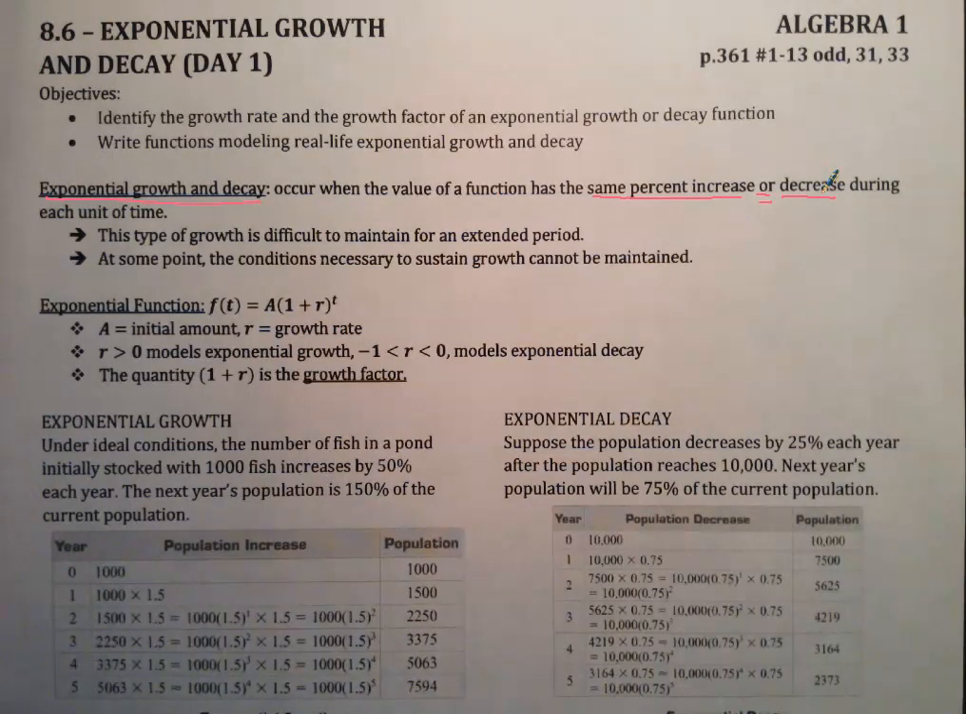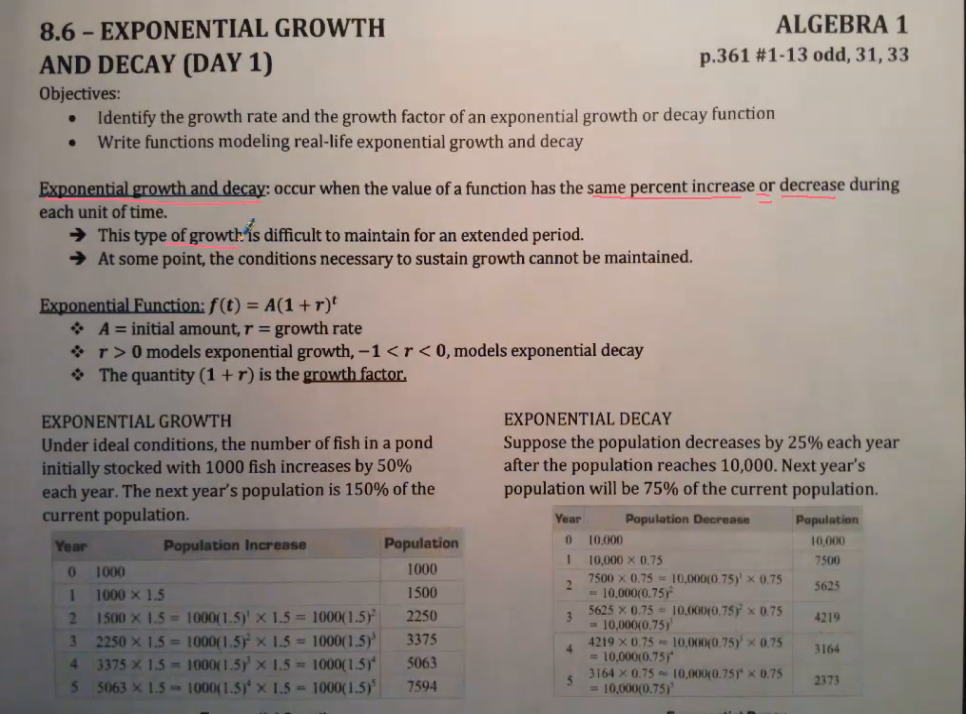Or if you would buy a brand new car or a brand new camper or something like that, the rate of decrease, okay, there's like kind of an exponential decay in the value of that. Like as soon as you drive off the parking lot with a brand new vehicle, the value decreases tremendously. Okay, so exponential growth and decay. The next point is, this type of growth is difficult to maintain for an extended period of time.